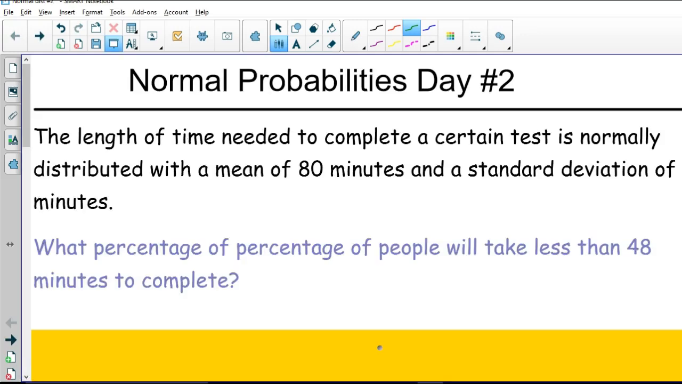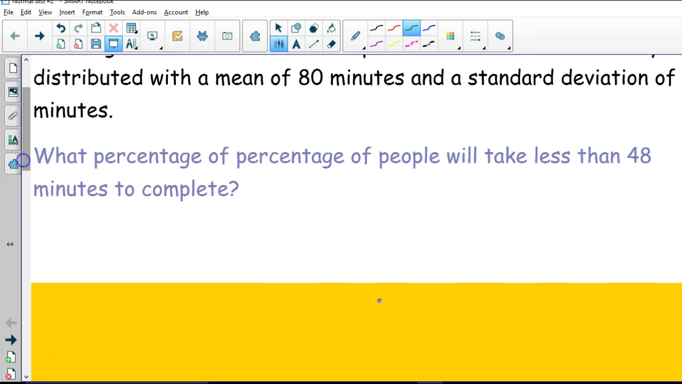We have our distribution. We want to know what percentage of people will take less than 48 minutes to complete. How we're going to approach this is the first thing we need to do is find the z-score. Did I tell you guys my acronym for a z-score? ZOMS, yeah, ZOMS.